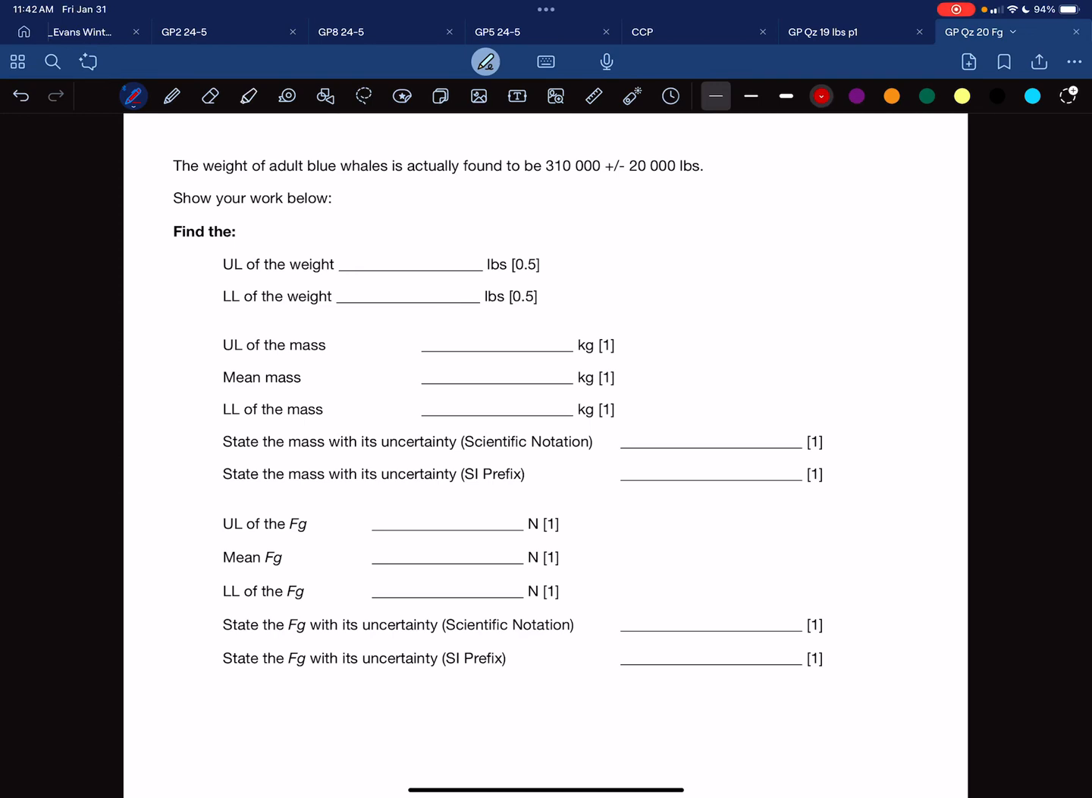In this next part, we're going to look at the precision and uncertainty of the numbers. So we've got 310,000 plus or minus 20,000, which means then the upper limit would be 330,000 and the lower limit would be 290,000. So the upper limit of the weight would be 330,000 and the lower limit would be 290,000. I wrote 333 and it should be 330,000, 290,000.